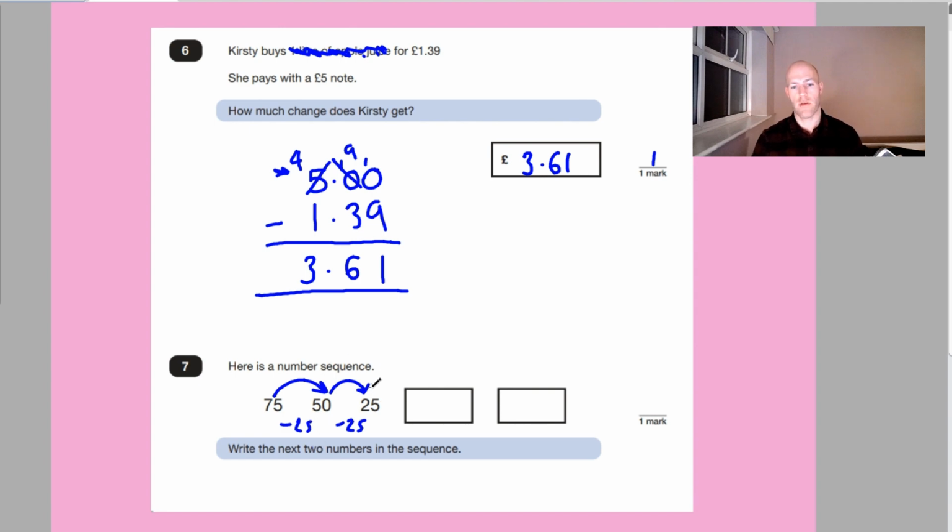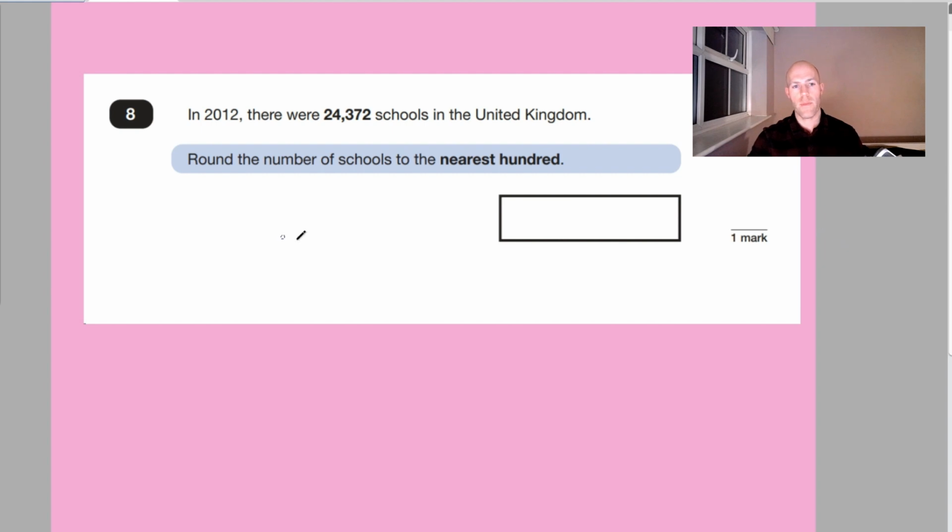First one, not too bad. 25 take away 25 is 0. They're also testing the maths objective to be able to count across a 0 interval, so to go into negative numbers. So now we go down another 25 and they want a negative 25. Give yourself a mark, right next 2 numbers in the sequence. Job done.